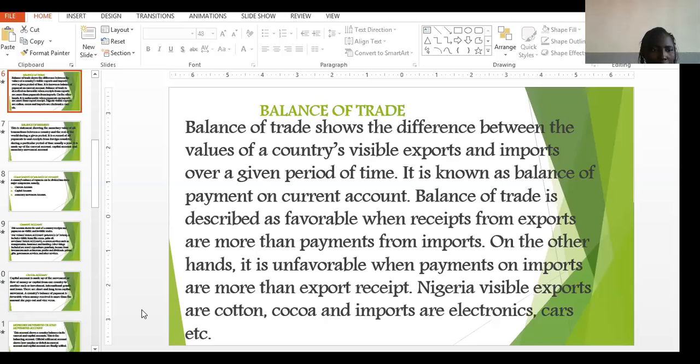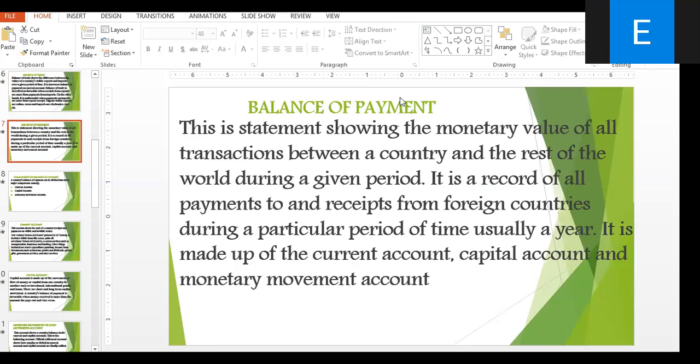So, now we go to the balance of payment. Balance of payment is a statement showing the monetary value of all transactions between a country and the rest of the world during a given period, which could be a year.